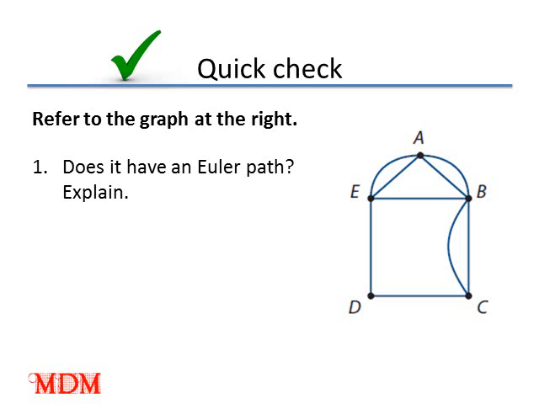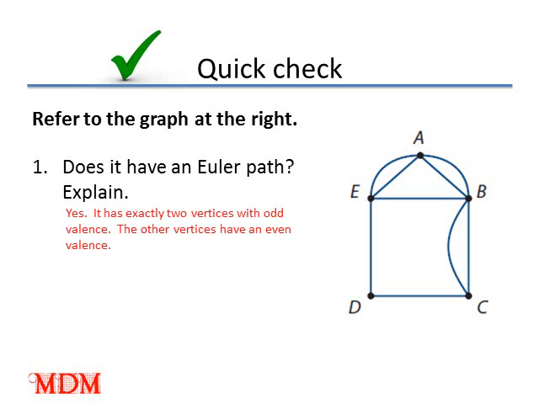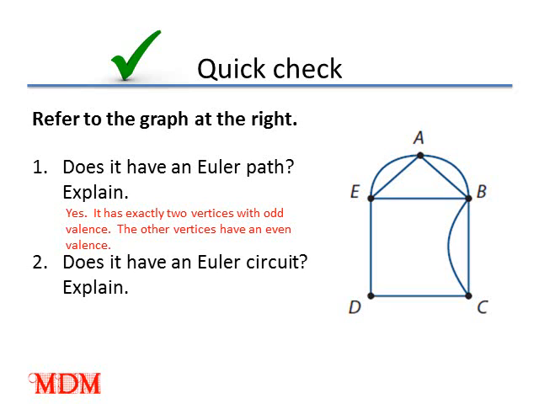Let's do a quick check. Does the graph have an Euler path? Yes, it has exactly two vertices with odd valence. The other vertices have an even valence. Does it have an Euler circuit? No, the valences of the vertices are not all even.